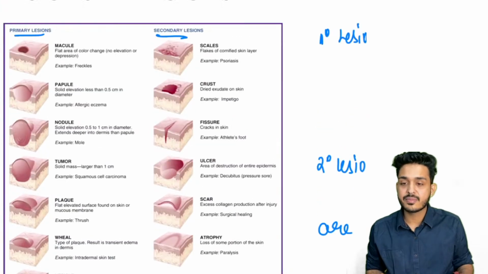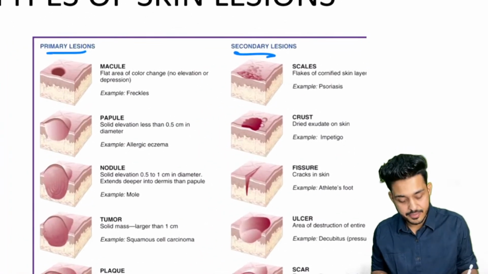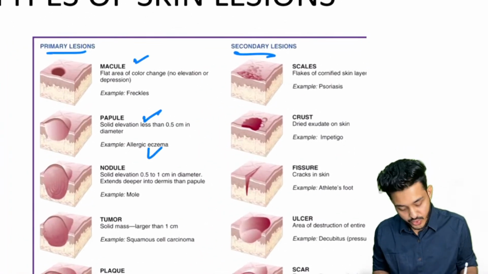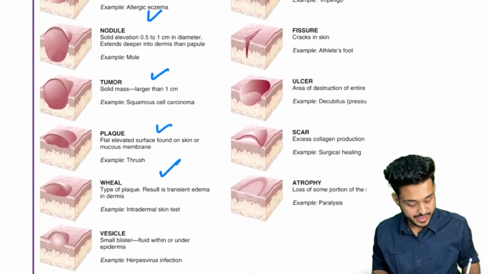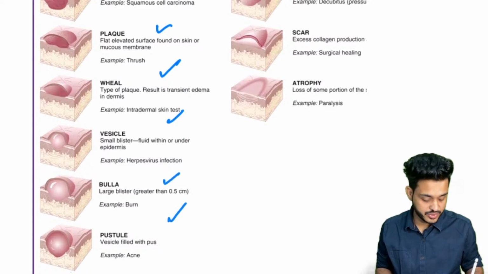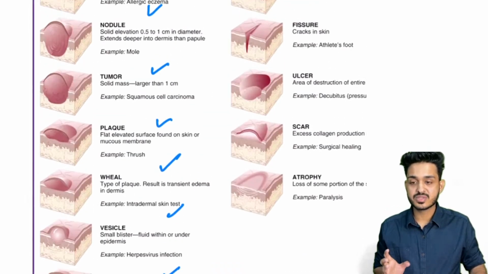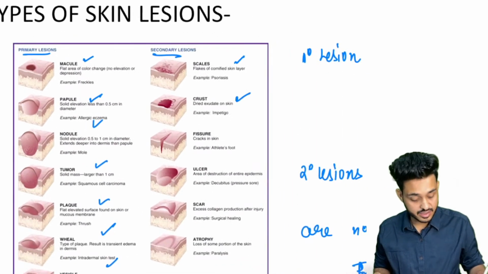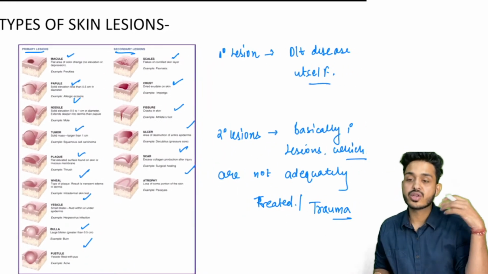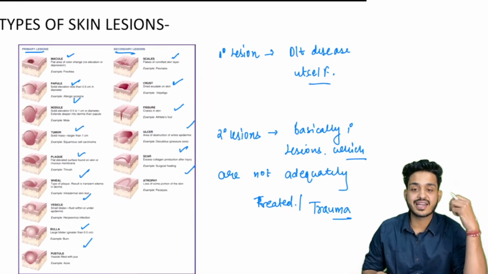So what are the different primary lesions? There will be macule, papule, nodule, tumor, plaque, wheal, vesicle, bulla, pustule. These are confusing terms, I will be telling you now. And secondary lesions will be scales, crust, fissure, ulcer, scar, atrophy. So you should know what the primary lesions and the secondary lesions are.